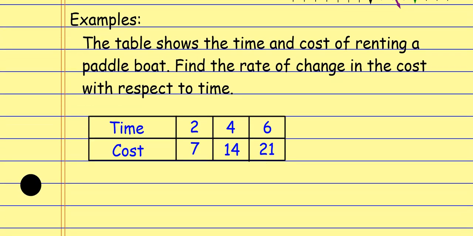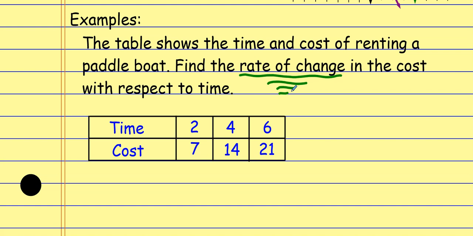If I look at something like this guy, the table shows the time and cost of renting a paddle boat. Find the rate of change in the cost with respect to time. And that term, rate of change, if you don't remember, is the same thing as the slope, all right? But rate of change is kind of putting the slope in context. Slope is how we refer to it in just algebra when we're looking at lines and the pattern of the line, and how we get from one point to the next. But rate of change is when we give context to that slope.